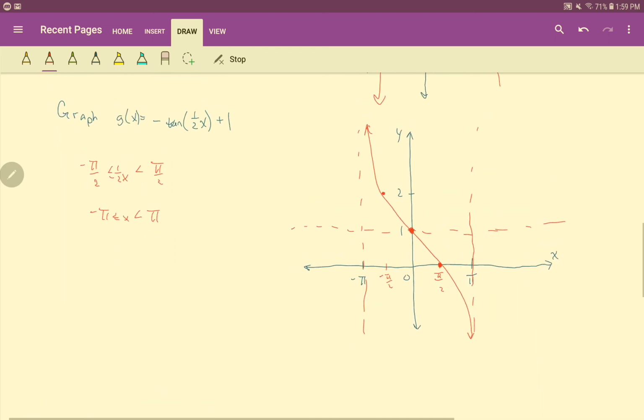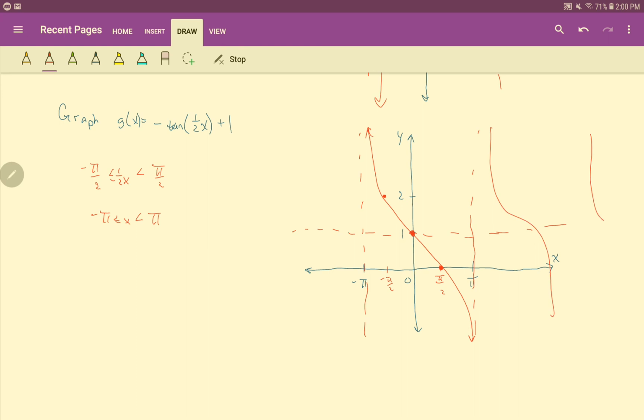Okay, and again, it continues on. We would expect to have more of these go on this way as well, and so on and so forth. All right, but this is the one I want you to give us, one full period for right now.